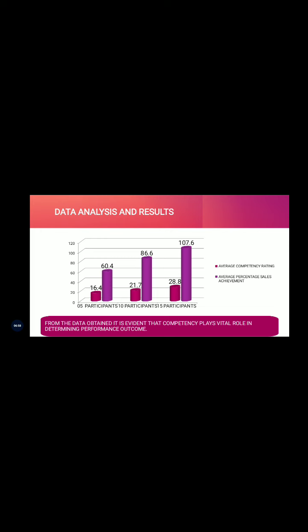Now it is evident from this graph that with every increase in the BARS, or competence rating, there is an increase in their outcome, that is, performance outcome. What I mean by performance outcome here is their sales achievement, because ultimately a salesperson's performance is measured in terms of the number of sales they are bringing, the sales outcome. So you can see the sales outcome is improving with the increase in their competency rating.